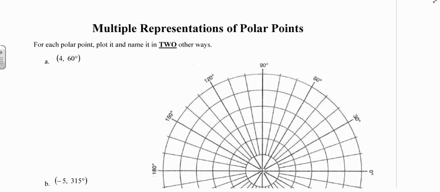The directions here I'm going to modify just a little bit. It says for each polar point, plot it and name it two other ways. I'm going to change that number of 2 to 3. As long as we're doing this, we may as well go all in.